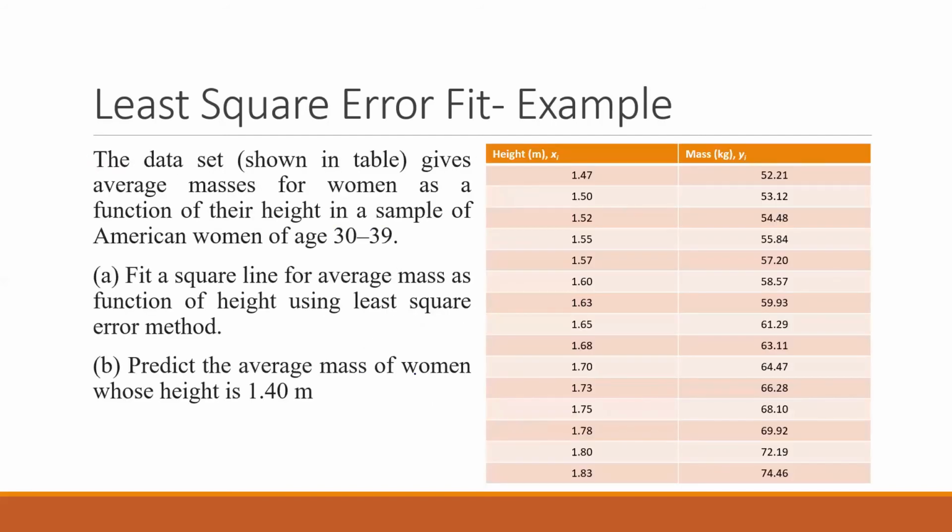Let's do it on an example. This is one independent variable and one dependent variable, right? This is a very simple example. The data set gives average masses for women as a function of their height in a sample of American women of age 30 to 39, so this is the age group. Find a square line for average mass as a function of height using the least square error method, and predict the average mass. This prediction will be done later on, but before that we have to find the equation of the line. This is the data that we have been given.